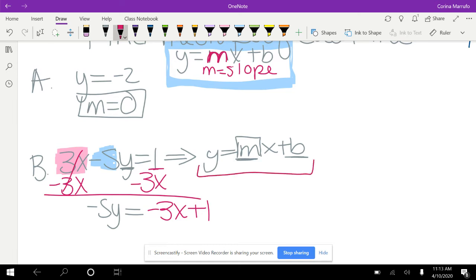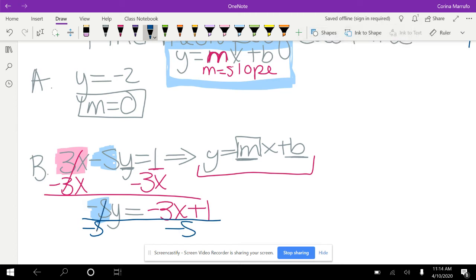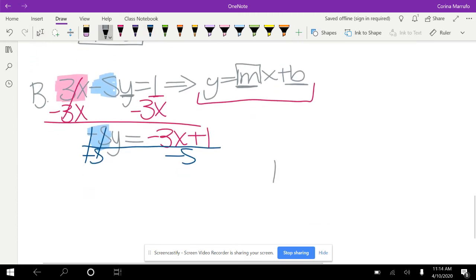So it almost looks like this, but we have this negative 5 in front of the y that's hanging out there, so we need to move it. Now this negative 5, since it's in front with the y, is being multiplied with the y. So to cancel it out and move it to the other side, we have to divide by negative 5. What we do to one side, we have to do to the other side. That means that here the 5s cancel and the negatives cancel also. So we're almost getting it to look like y equals mx plus b.